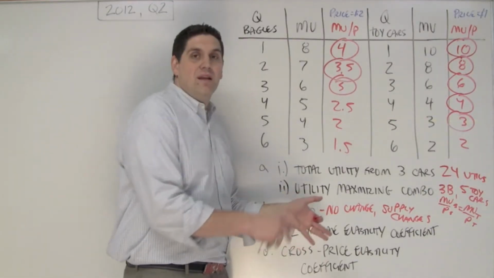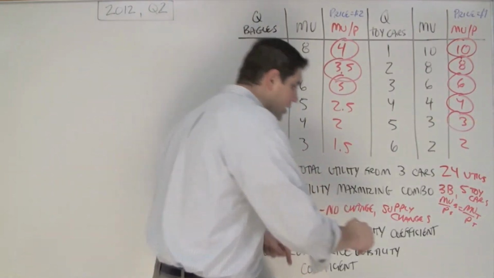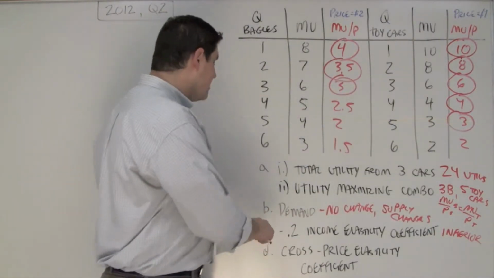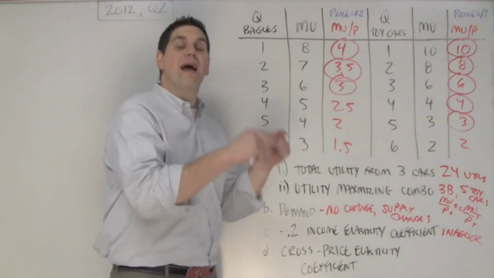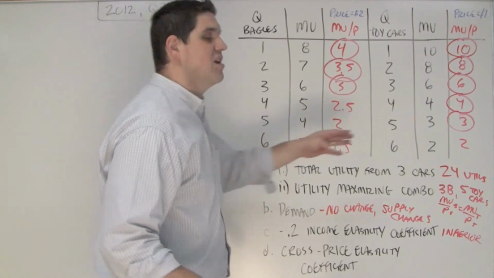Next question said this person has a negative 0.2 income elasticity coefficient for bagels. So what does that mean? Does it mean it's a normal good, inferior good, substitute, or complement? The answer is it is inferior. A negative income elasticity coefficient means that when the income goes up, the demand actually falls, or when income goes down, demand goes up. Either way, it's an inferior good.